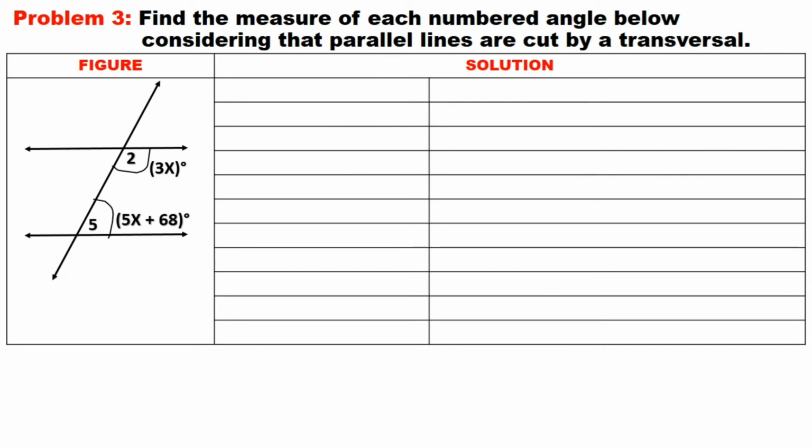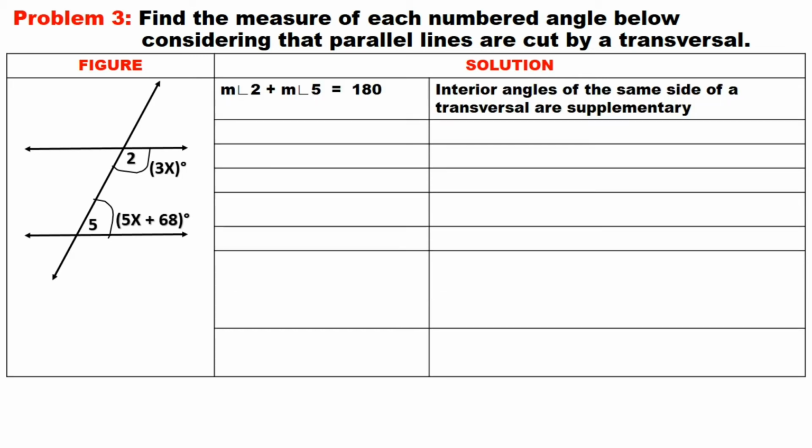Find the measures of each numbered angle below considering that parallel lines are cut by a transversal. The numbered angles are angle 2 and angle 5. Angle 2 measures quantity 3x degrees and angle 5 measures quantity 5x plus 68 degrees. To solve for the measure is to get the value of x. To analyze the figure, we can say that measure of angle 2 plus measure of angle 5 equals 180, since interior angles of the same side of a transversal are supplementary.